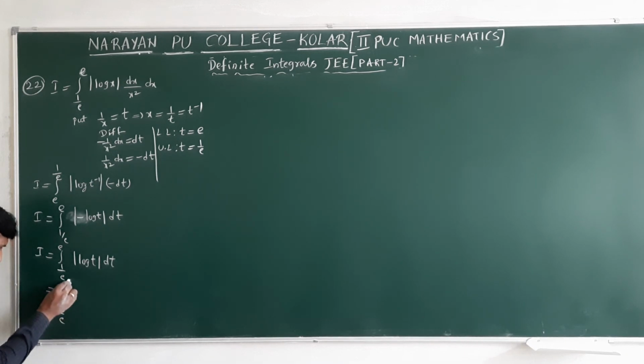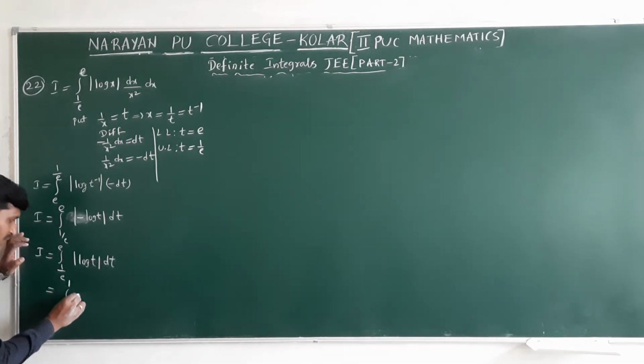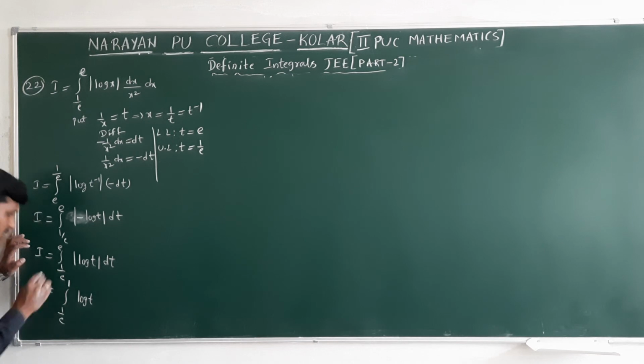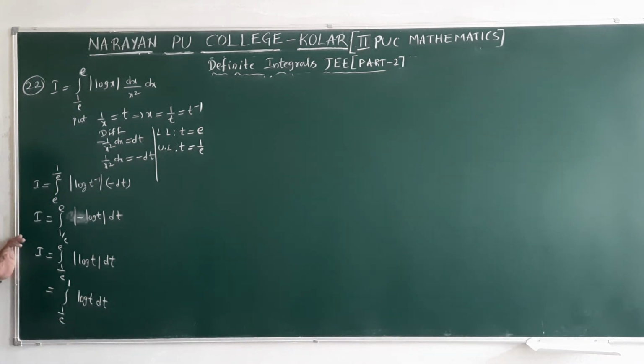1 by e to 1. E is generally 2.74 something, you will get. That is the general value of e. Okay. Here, from 1 by e to 1, this will become positive, consideration wise.